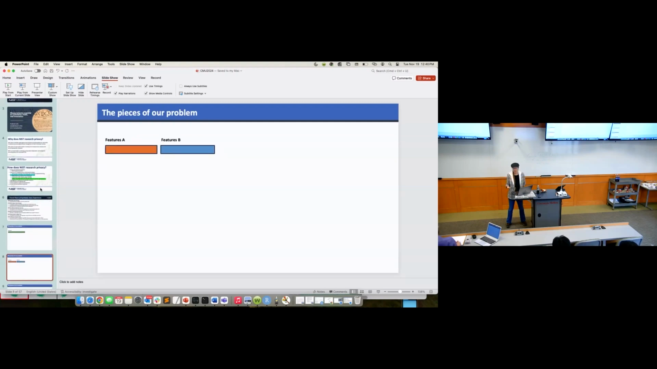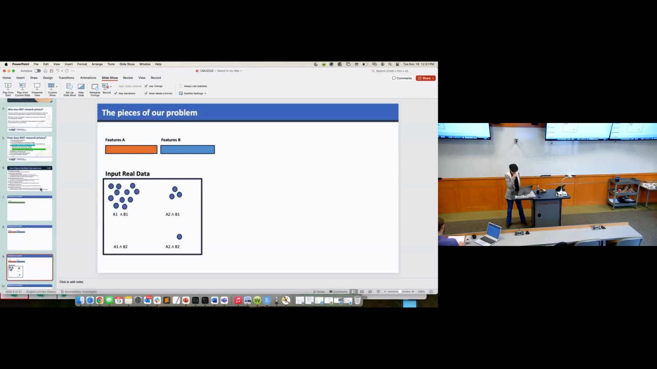When we're thinking about privacy, a lot of times we're going to split that into two sets of features. Features are the variables like age, sex, race, income, disease status, and so forth. Features A, think about as the ones we know about you, like something an attacker might know about you. Features B might be the things that we are trying to find out about you. We'll get into privacy definitions in a bit.